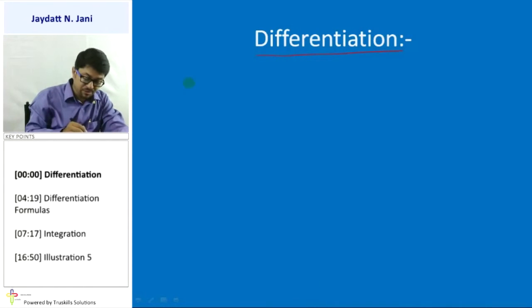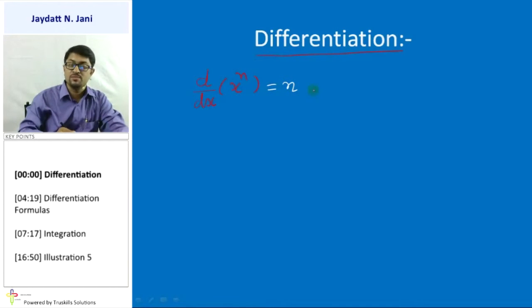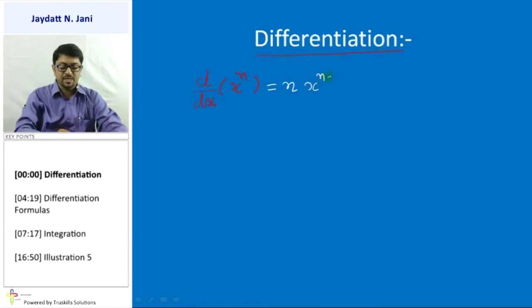Here we have a simple formula for differentiation. Observe carefully. d by dx of x raised to n. Here, whatever the power is, it comes forward, and then we subtract 1 from the power. So the basic formula of differentiation is d by dx of x raised to n. It means here we are differentiating x raised to n with respect to x. Whatever the power is, it comes forward, and now you subtract 1 from that power.